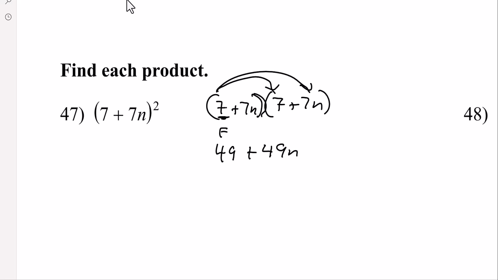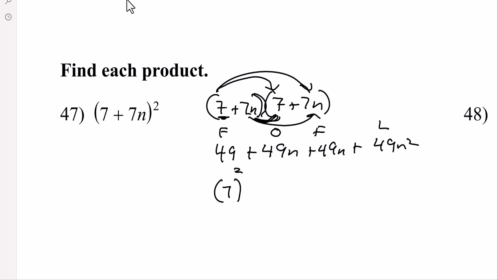Well, those are the 2 outers. And we're going to skip to the inside ones. 7n times 7 is also 49n. And then 7n times 7n is 49n squared. Those are the 2 last. Well, look at what we have. 49 is 7 squared. These 2 things, there's 2 of them, and those 2 are 7 times 7n. And then this is 7n squared.